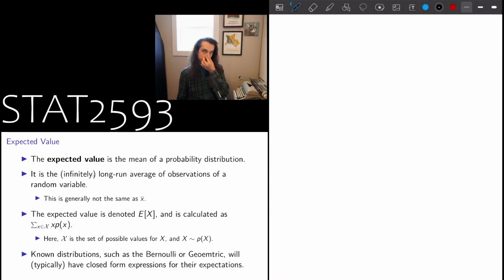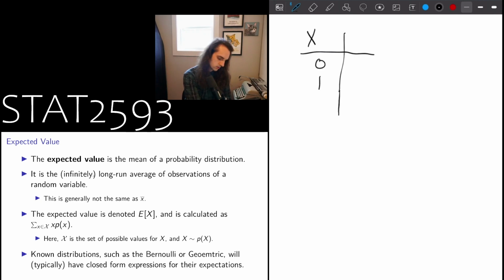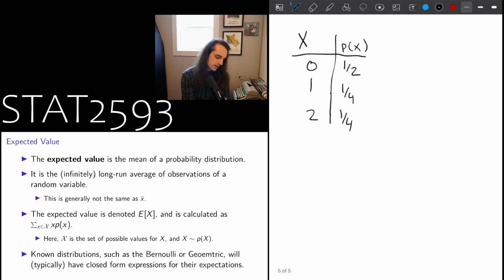Now, just to give a quick example here, let's say that we have a random variable, and it's going to be our x, and we're going to say that x can take on a value of 0, 1, or 2. It takes on a 0 with 1/2 probability, takes on a 1 with 1/4 probability, and that means it's going to take on 2 with 1/4 probability as well. So right here, this is our PMF, right?